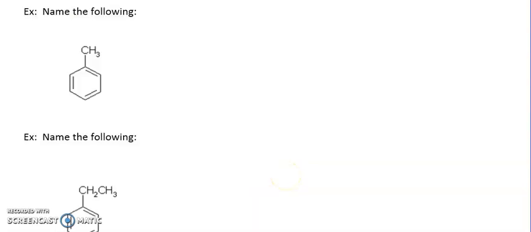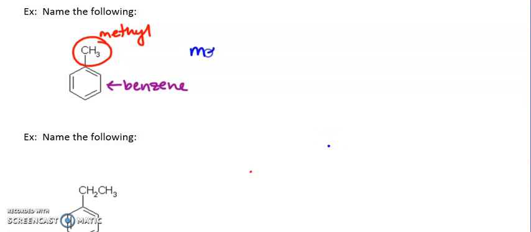All right, let's do some practice. Let's name this first one. This right here is my benzene, which is my parent chain. Then we have this one branch or substituent. This is my methyl, and it's off of 1 carbon. There are no other branches, so I don't need to say 1-methyl. It's better to just say methylbenzene. The 1 isn't needed when you only have 1 substituent.